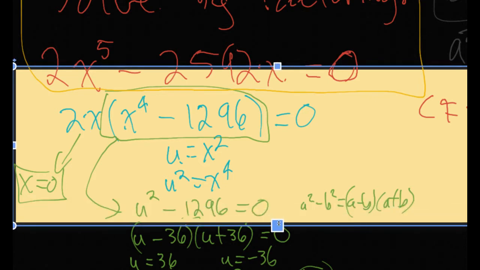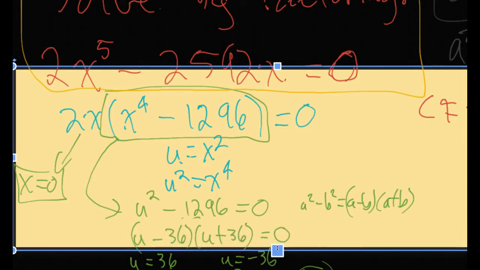So I end up with u squared minus 1,296 equals 0. Now, do I need factoring to solve that? No, but I'm teaching you how to factor. And you'll end up with the square root of 1296 is 36. So you do that with your calculator. And then we end up with u minus 36, u plus 36, right? Because we have our a squared minus b squared is a minus b, a plus b. And then I set out to solve.